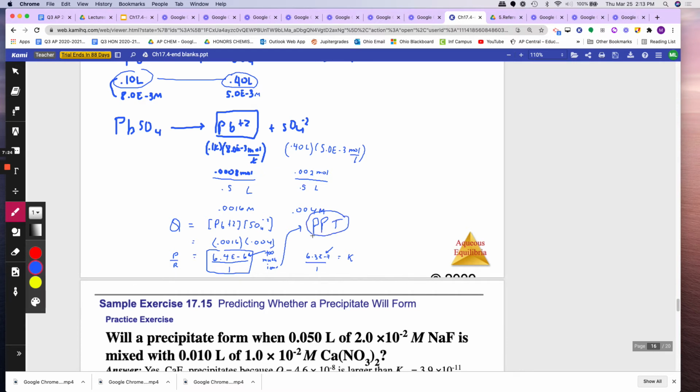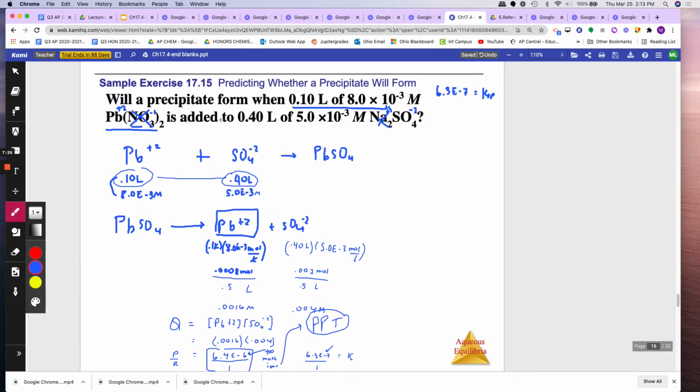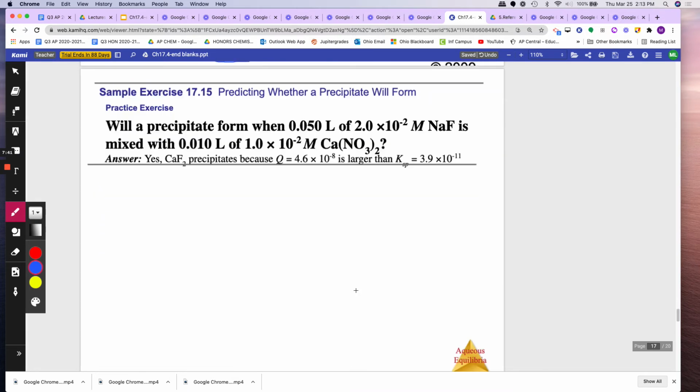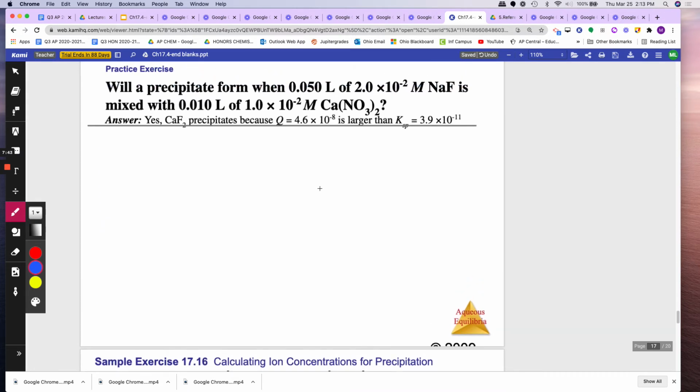So what will happen? If you drop these two solutions in water, you're going to get a beaker with some solid particles in the bottom. And they're going to be PbSO4. So yes, you will get a precipitate. Okay? This practice exercise, go ahead and try it yourself. Pause the video.